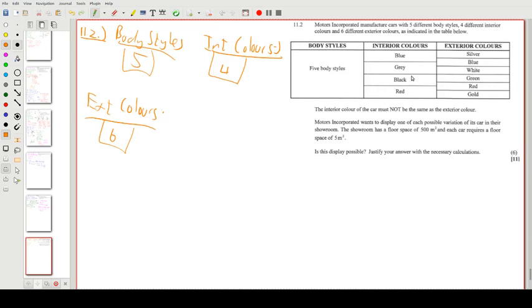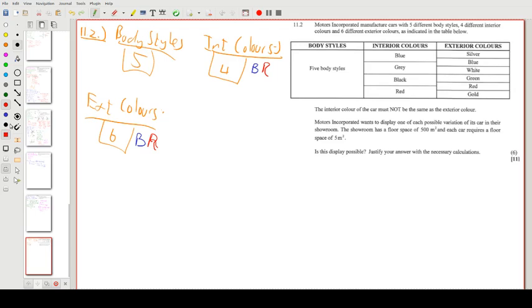And in the table below, they've given us that information again. Now the interior color of the car must not be the same as the exterior. Let's quickly see what happens there. On the interior we've got blue, and we also have blue on the exterior, so there is something that's the same. Gray, we have interior but no gray exterior. Black, interior, no black exterior. Red, we've got interior and exterior. So the blue and the red are the only problem colors here.